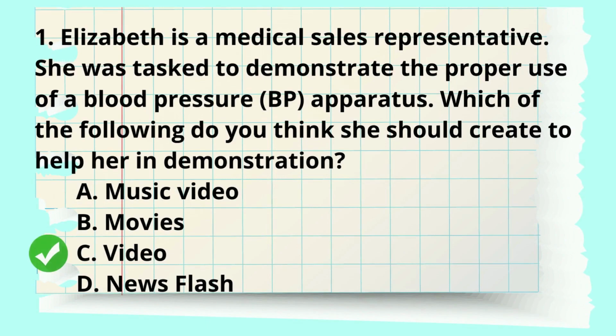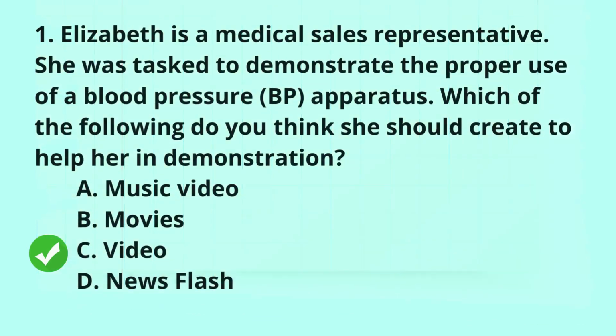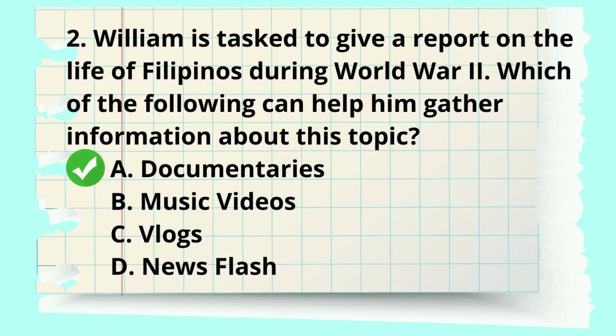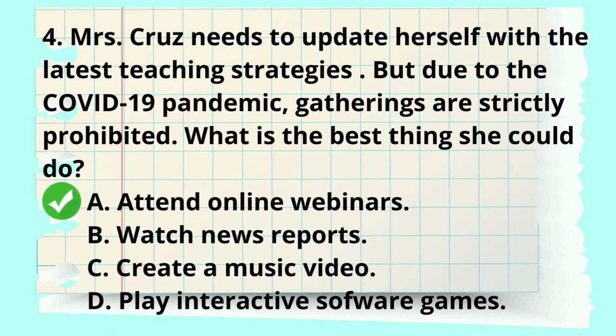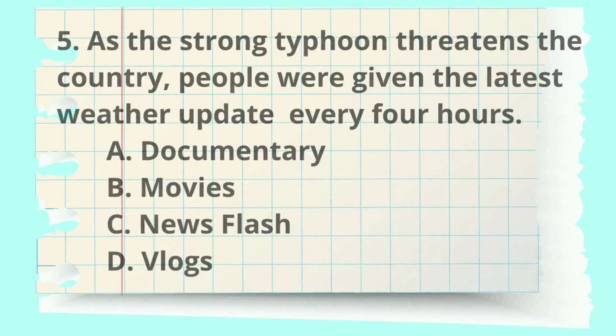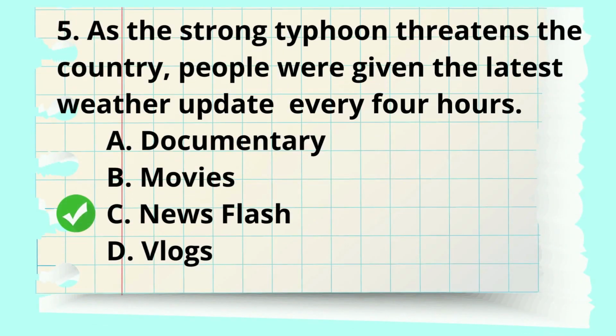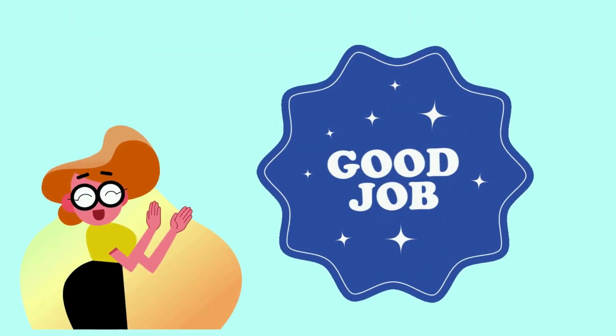Number 1. The answer is letter C, video. Number 2. The answer is letter A, documentaries. Number 3. The answer is letter D, create a music video and upload it online. Number 4. The answer is letter A, attend online webinars. And number 5, the answer is letter C, news flash. Good job, learners!